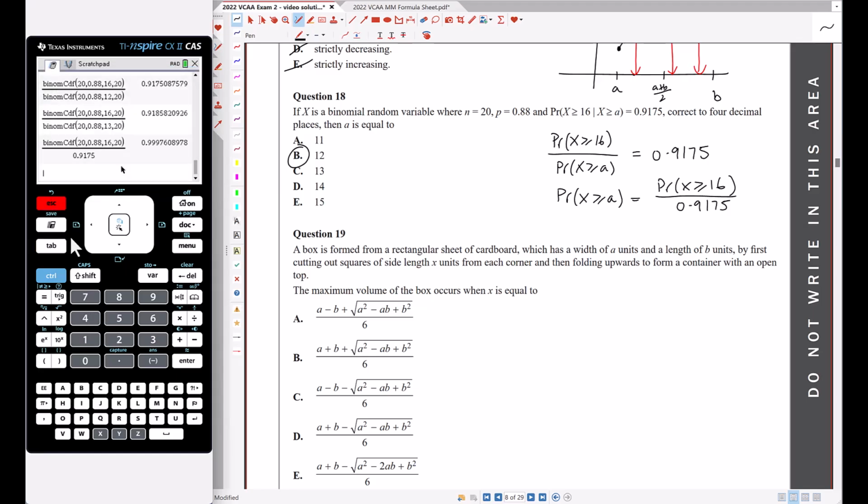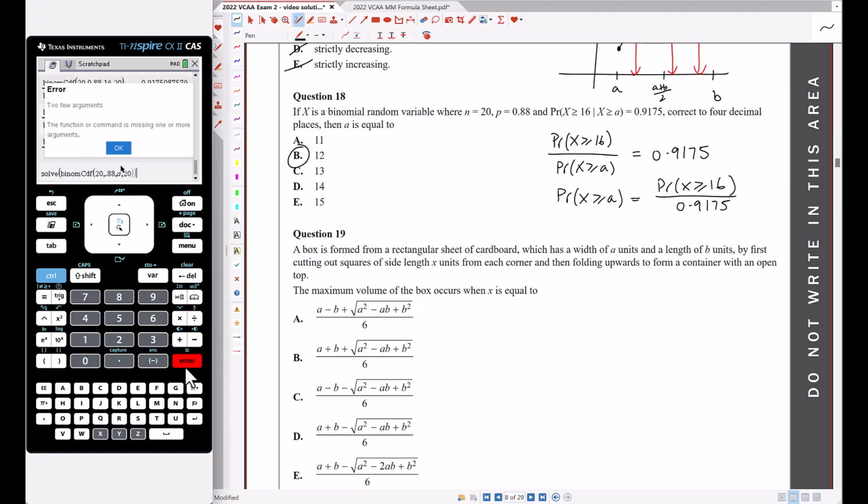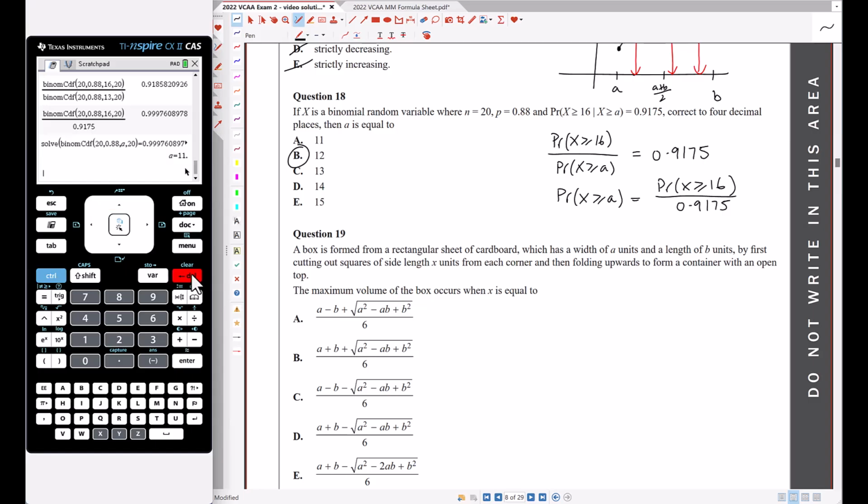oh sorry, didn't need simultaneous. Menu 3.1, solve, menu 5.5b, 20 trials, 0.88, lower bound is unknown, upper bound is 20. And we need that to equal this number. We solve that for A. That also only gives us 11. So I'd just be a bit cautious about that. Given that it's a rounded value, and you can tell it's rounded by the decimal place after it, there wouldn't be a dot after it if it was exact. I would make sure you go back and check. So actually, it is A equals 12.